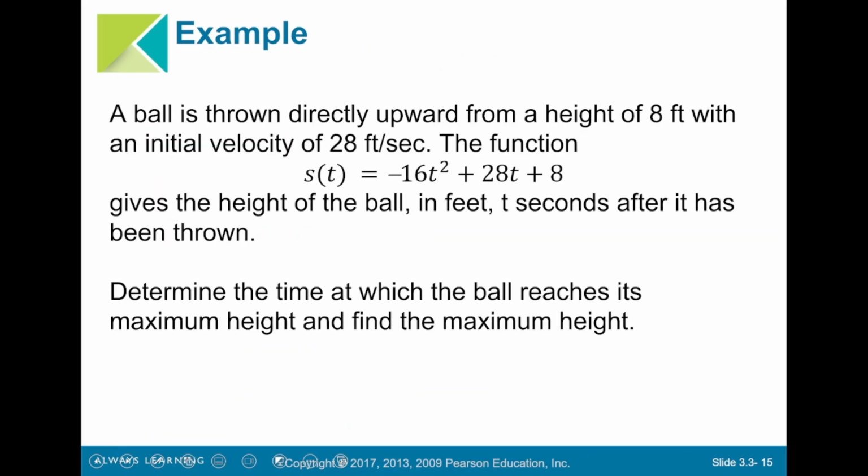All right, let's see another example. For this one, we have a ball thrown directly upwards from a height of 8 feet with an initial velocity of 28 feet per second. That is to say that the height of the ball is given by this function here. Determine the time at which the ball reaches its maximum height and find the maximum height.